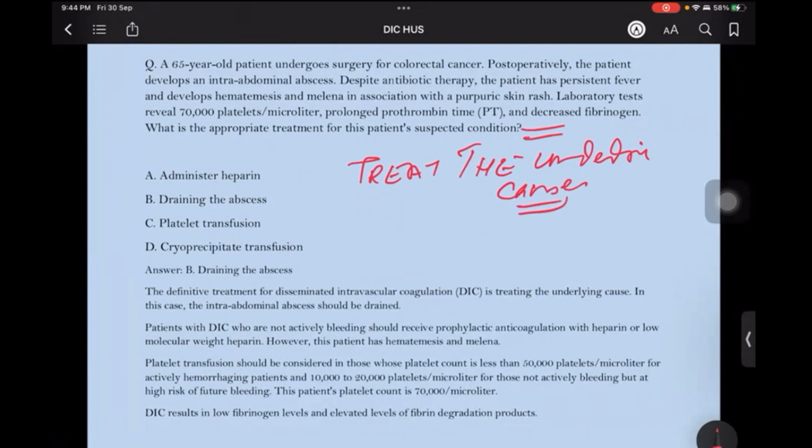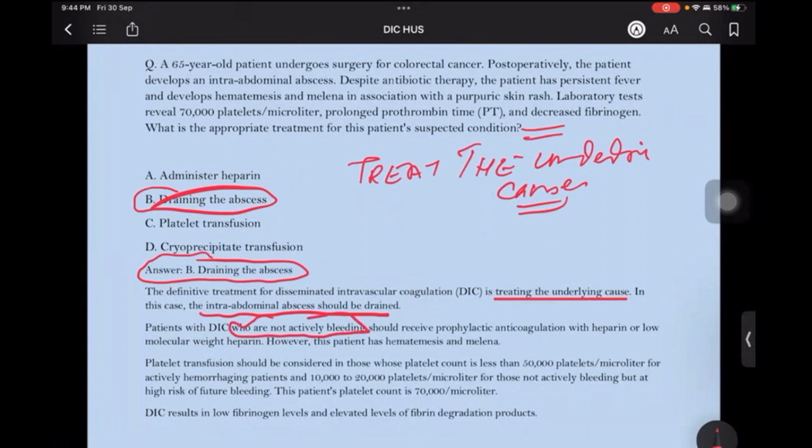So the answer would be drain the abscess. The definitive treatment is treating the underlying cause. In this case, the intra-abdominal abscess needs to be drained. Specifically in those patients who are not actively bleeding, they can receive prophylactic anticoagulation with heparin or low molecular weight heparin. However, our patient in this question has hematemesis and melena, so cannot be offered heparin as a choice.